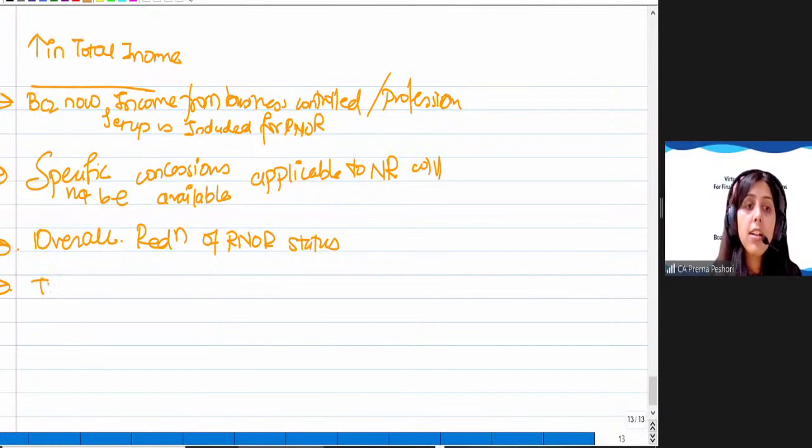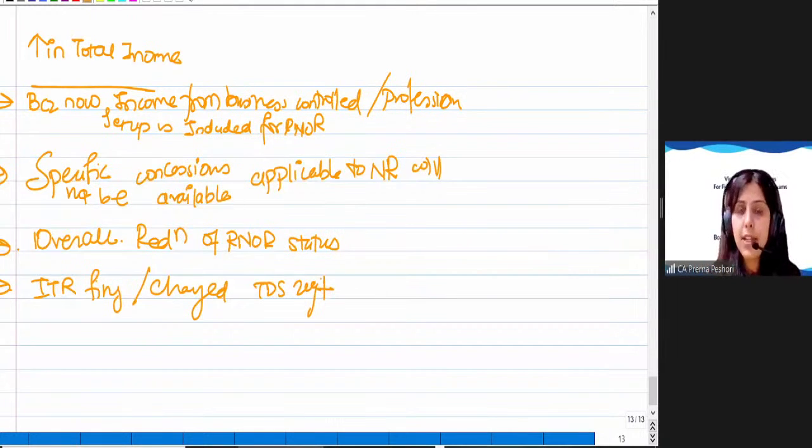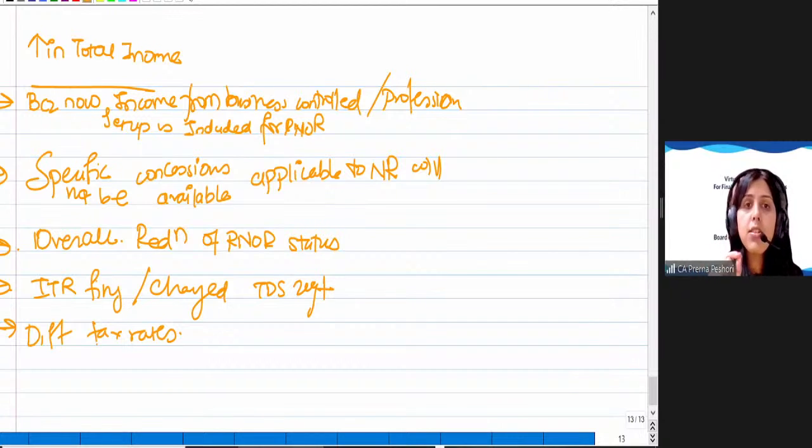He will have detailed ITR filing requirement and changed TDS requirement because for non-resident, different TDS provisions are applicable. He will have different tax rates. Clear? So there are certain exemptions which are there for non-resident, which a person who will become RNOR will not be eligible to claim, those kind of benefits which are applicable only for non-resident.